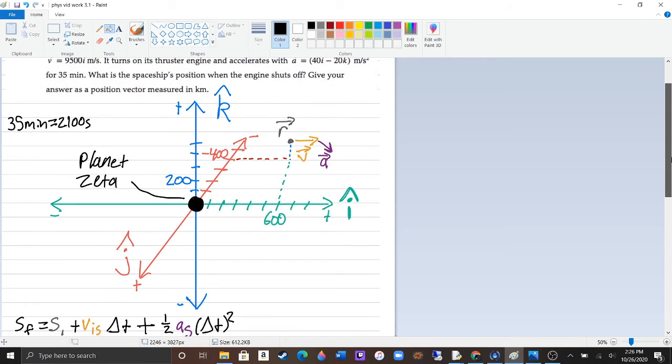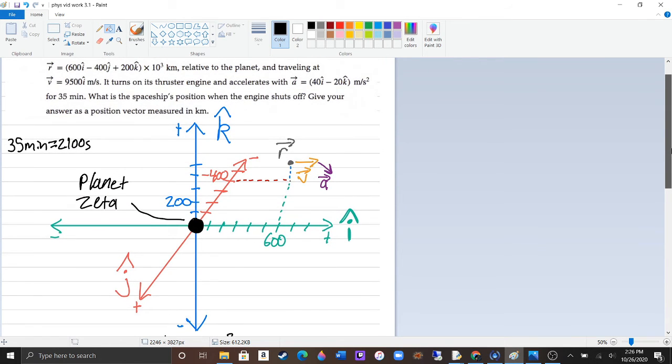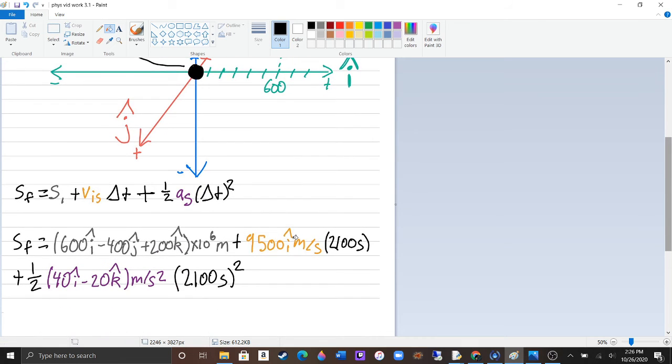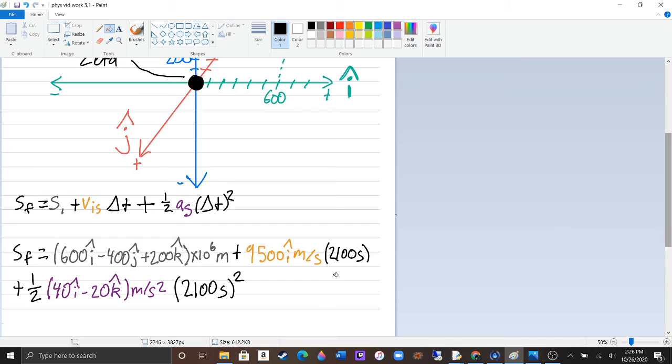So we can see that the reason that we multiply velocity by time is because for every second that passes, which is 2,100 seconds, it will travel this far in that direction. So that is pretty self-explanatory.